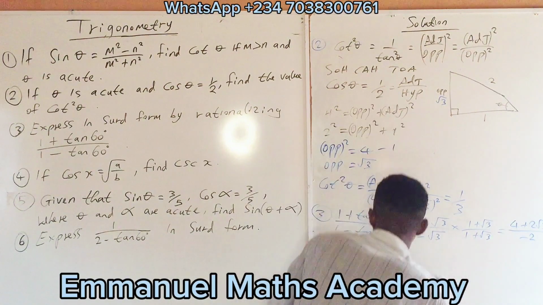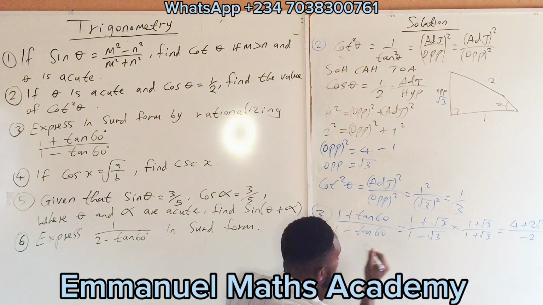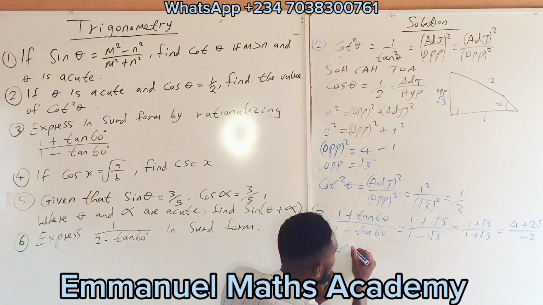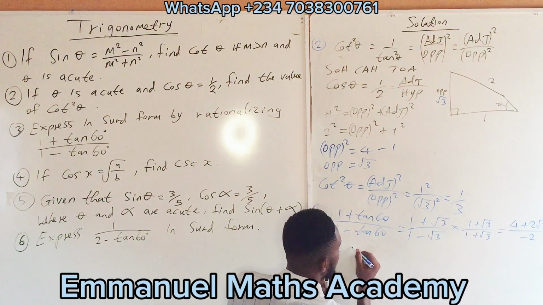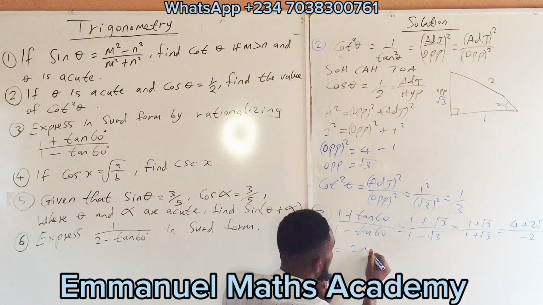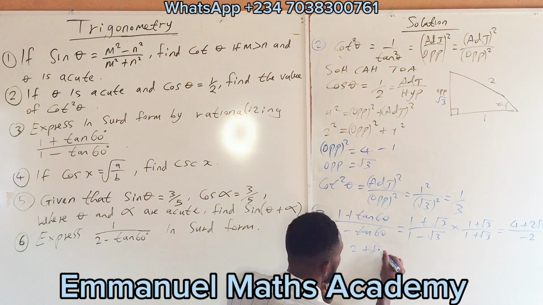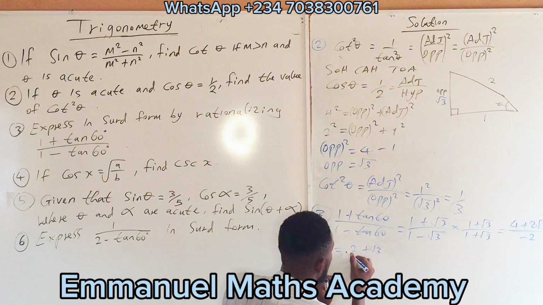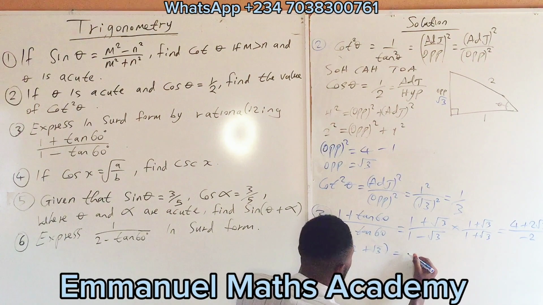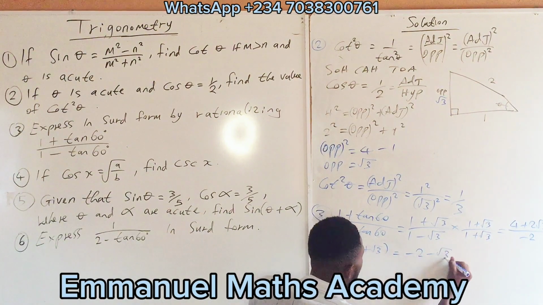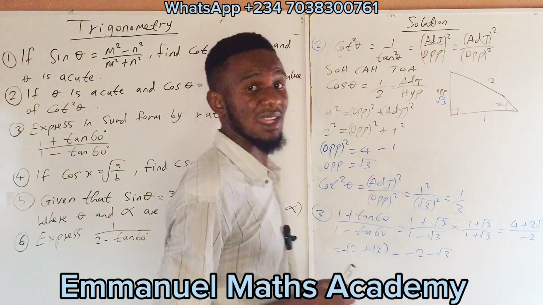Now this is equal to 4 plus 2 root 3 over minus 2. Right? Now from this, we divide this and also divide this. You have 2 plus root 3, right? You have your minus here. You can also use this minus to open the bracket. You now have minus 2 minus root 3. Now this is your final answer. As simple as that.